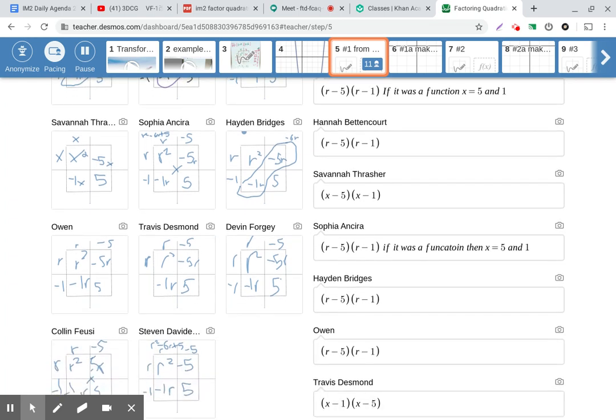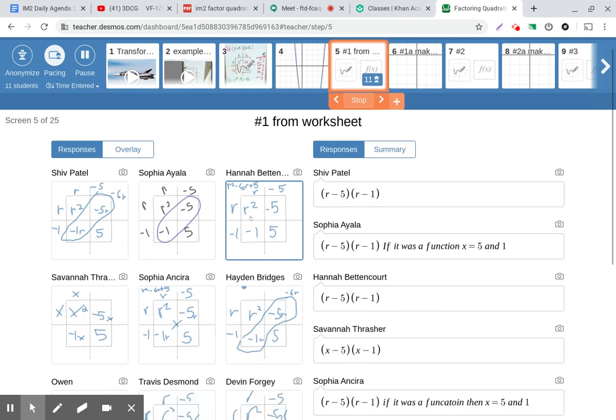So if it was a function, then the x-intercepts would be 5 and 1. All right. Right now, it's not a function. It's just a basic expression.